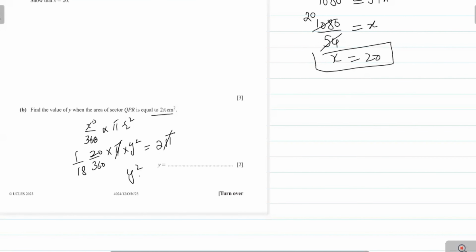Now y squared over 18 equal to 2, shifting 18 from left to right side, it becomes 36. Therefore y will be equal to plus or minus 6. Now we take the positive value. The plus 6 is the answer.